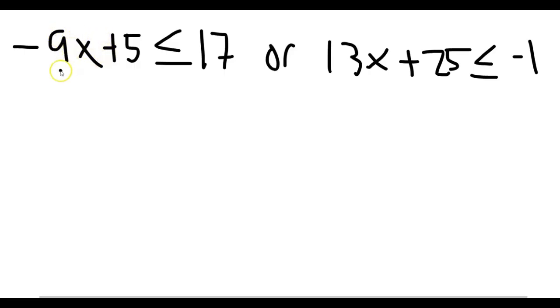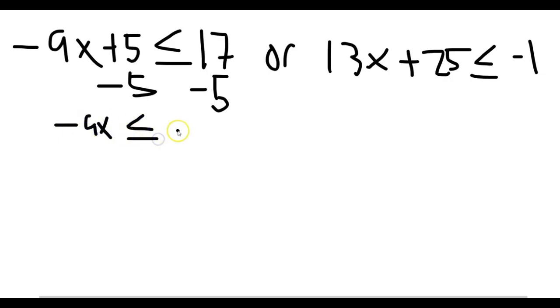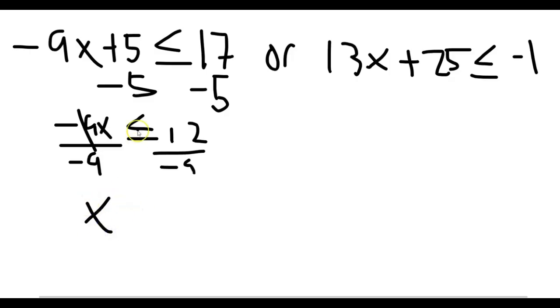So let's try to solve it. We'll do -5 to both sides, and we're left with negative 9x is less than or equal to 12. And then we'll divide both sides by -9. And now we would just be left with x, and then we flip the sign, is greater than or equal to 12 over 9, which can simplify to -4/3.